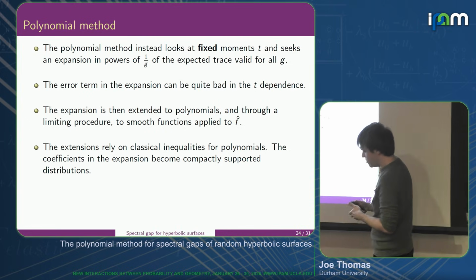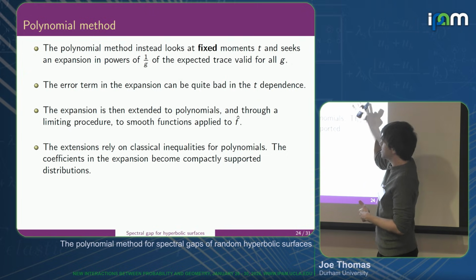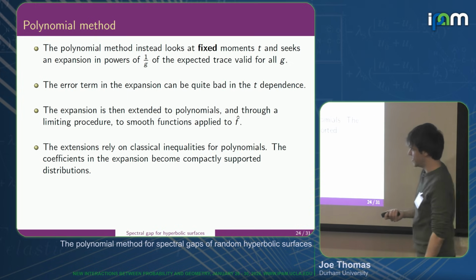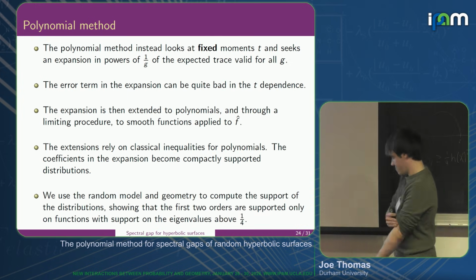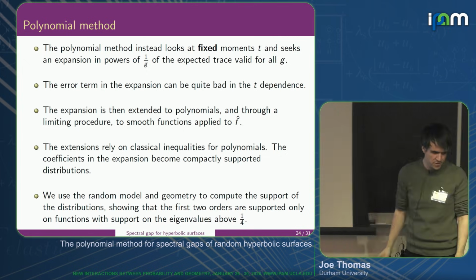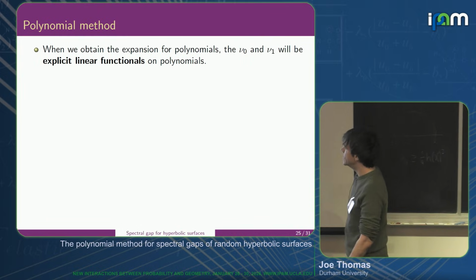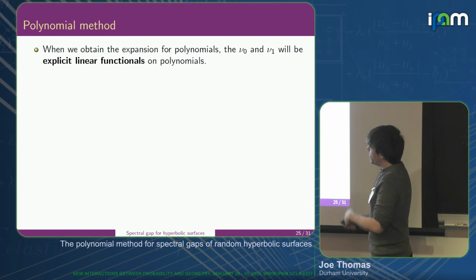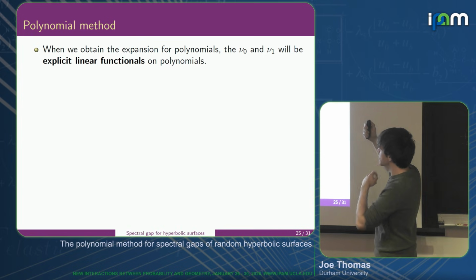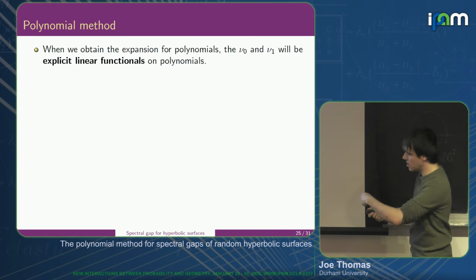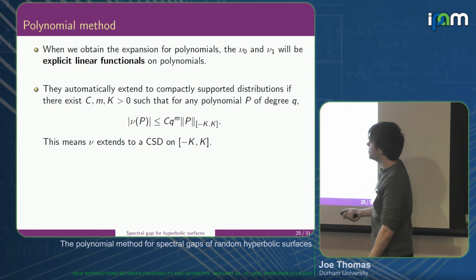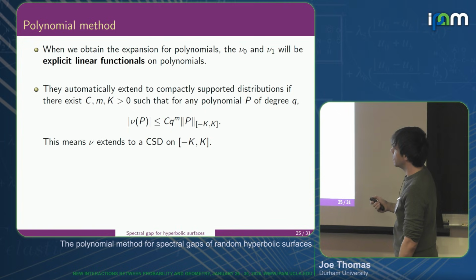And in doing so, you'll do your expansion, you'll get some linear functionals on the space of polynomials, and you want to extend them to these compactly supported distributions. And then we'll use the random models, so this Weil-Petersson model and the geometry of our surfaces to compute their support. So when we obtain the expansion for just polynomials, so you do fixed moments, you get polynomials just linearly, you're going to get some linear functionals as the constants in your expansion. And to extend them to things that are compactly supported distributions, you can use some nice inequalities.